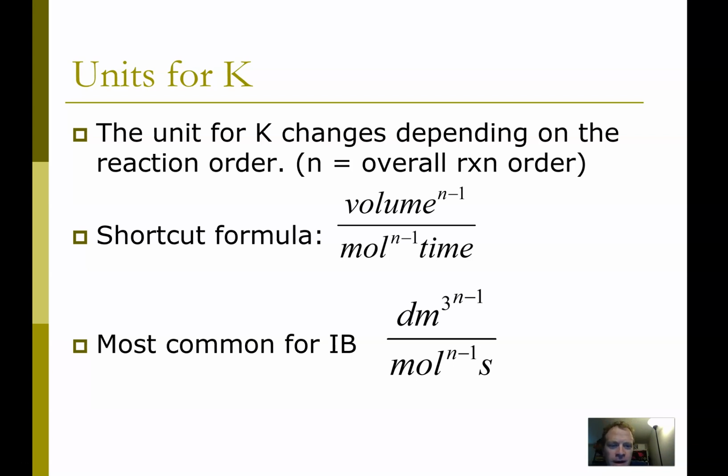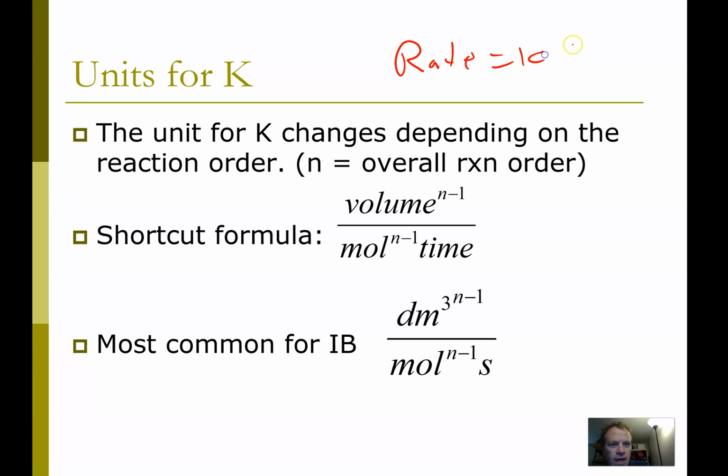Okay. So n in this equation is the overall reaction order. And so we're going to have a volume unit, whatever the volume unit is, like given in the data table. Moles is always going to be down here. And what is the time unit? It's most often seconds, but it might be minutes or something like that every once in a while. So for IB, typically we're given seconds for the time unit, moles, and cubic decimeters for the volume unit.